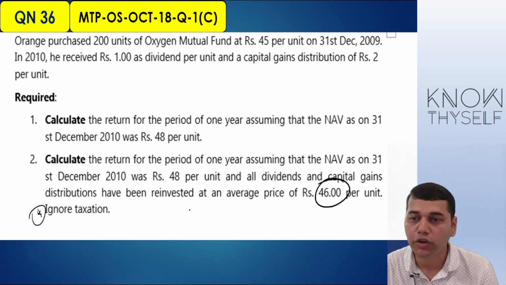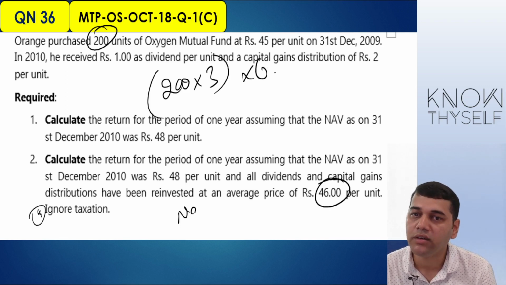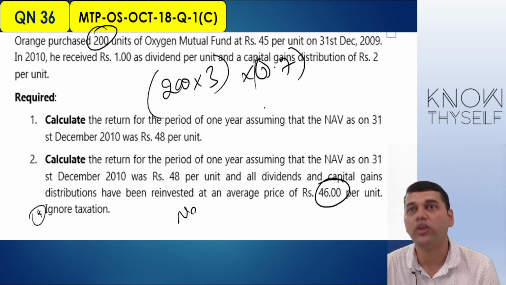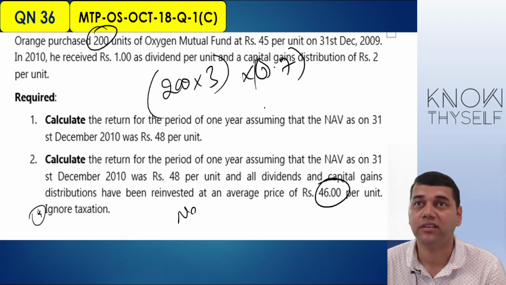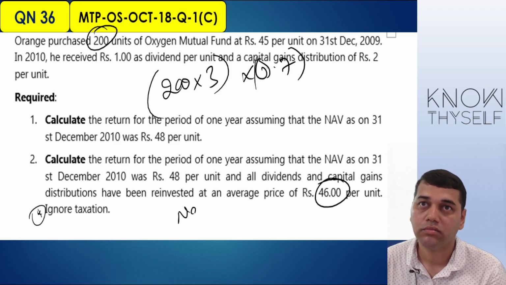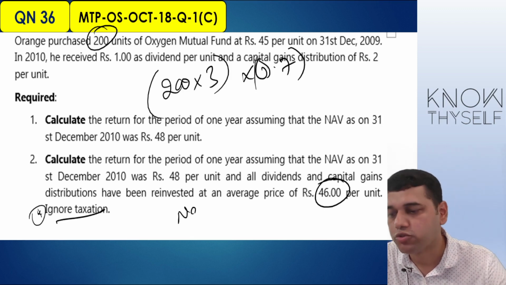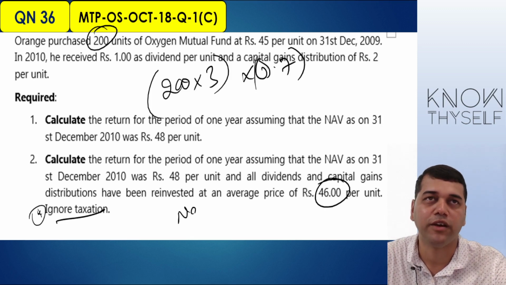How many units you are holding? 200 units, into 3, and then into 0.7. This is the cash you get, net of tax. Followed? Yes, that's it. Otherwise, plain question. Please pause the video and do it within 5 minutes.